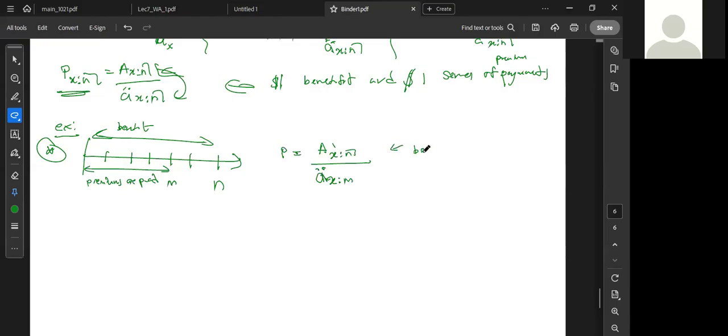So if this is discrete payments, which means the benefit is paid at the end of the year of death, and the premium is paid at the beginning of each year. So that is a special case. And also if the benefit is B, you will multiply it by B. So that is how you can modify it. So that is the example.